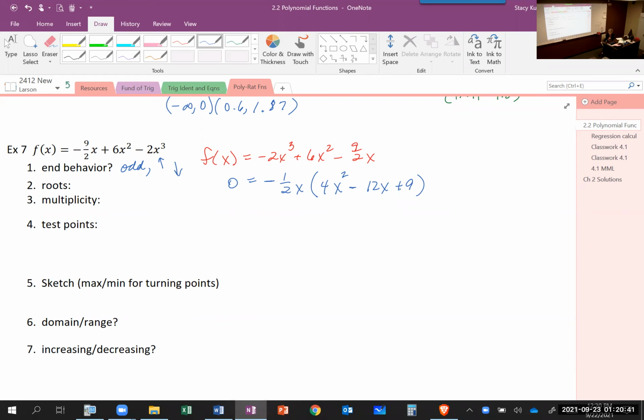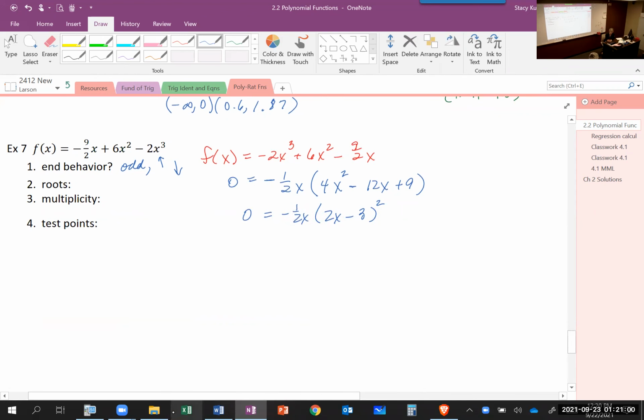Correct? Yes, ma'am. So this does factor into the square root of the first minus the square root of the second, squared. Negative 1/2 x was out there in the front. That's that binomial we like to use, right?